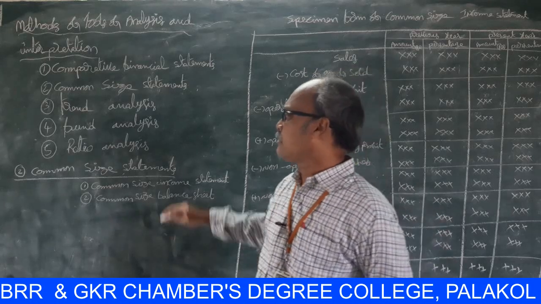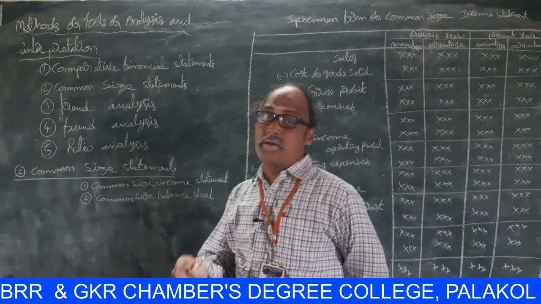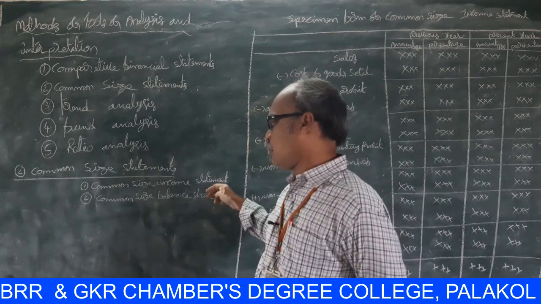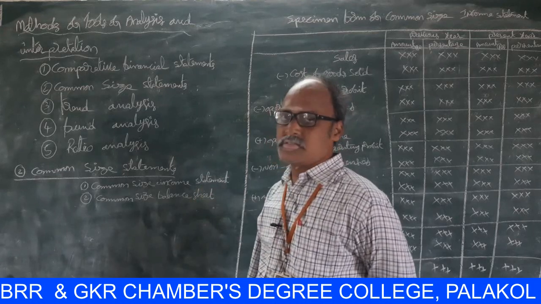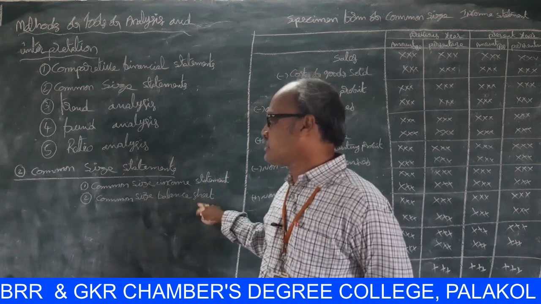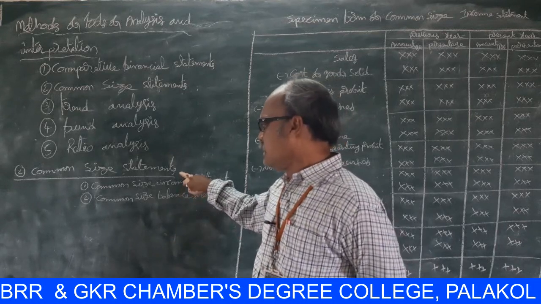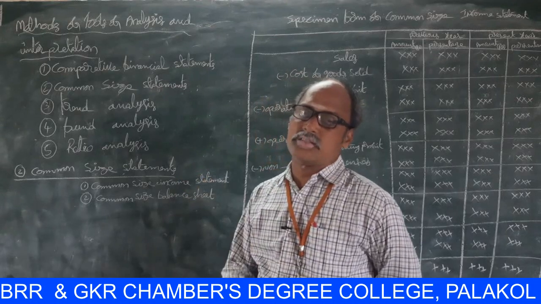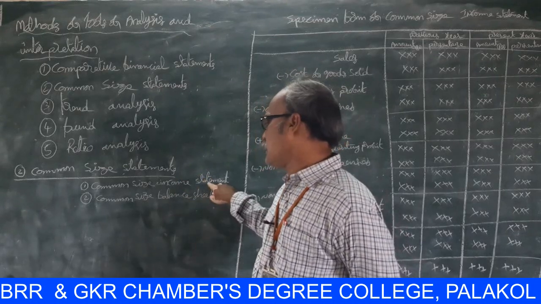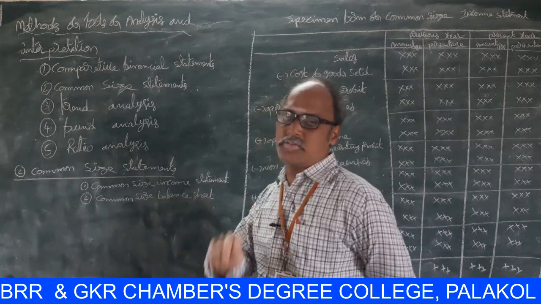Let us see now common size statements. The common size statement has two types. One is common size income statement, second one is common size balance sheet. Listen carefully. Common size statement has two methods: common size income statement and common size balance sheet.